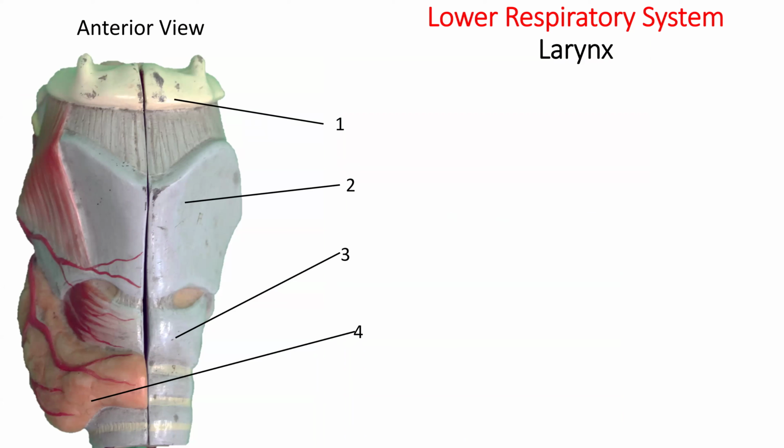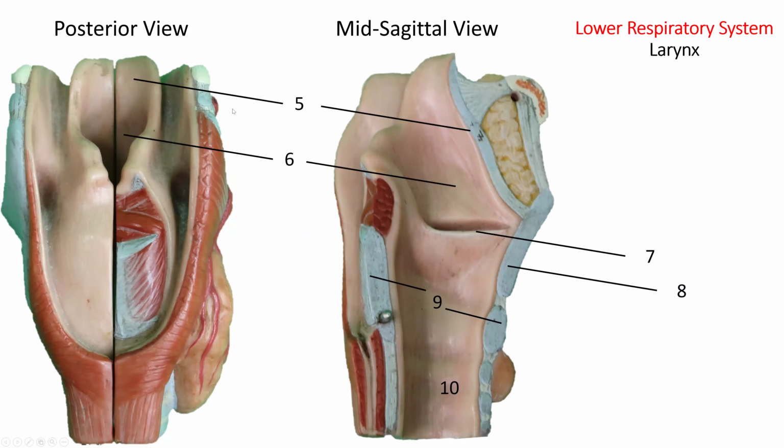Okay, we're almost done. Respiratory tract. What was number 1 there? Hyoid bone. Number 2, what cartilage do we have? Thyroid cartilage. Number 3, the cricoid cartilage. Okay. And number 4, what was that gland surrounding the larynx? Thyroid gland. Good. Okay, number 5, what was that flap called? The epiglottis.